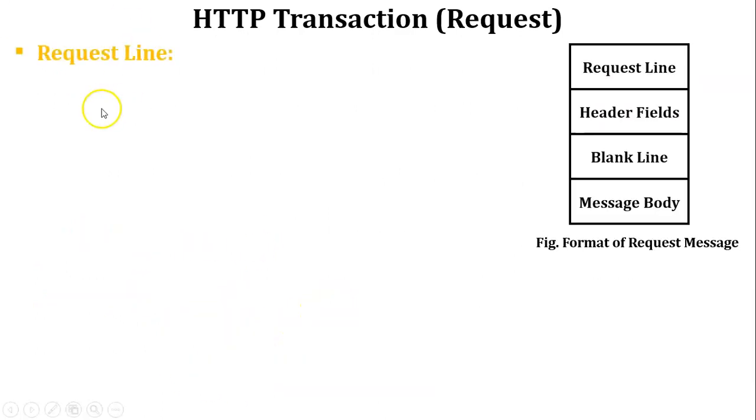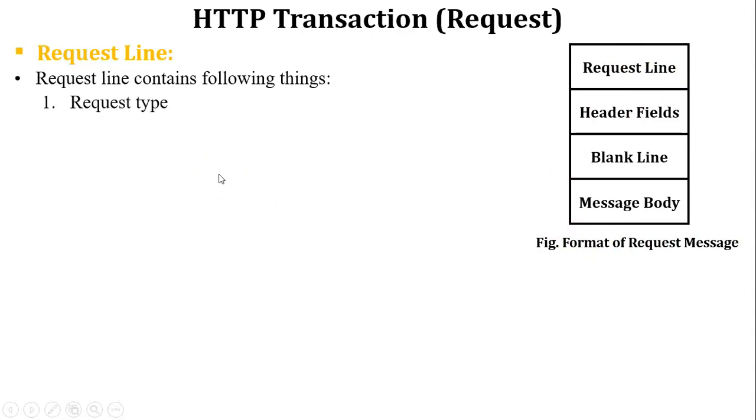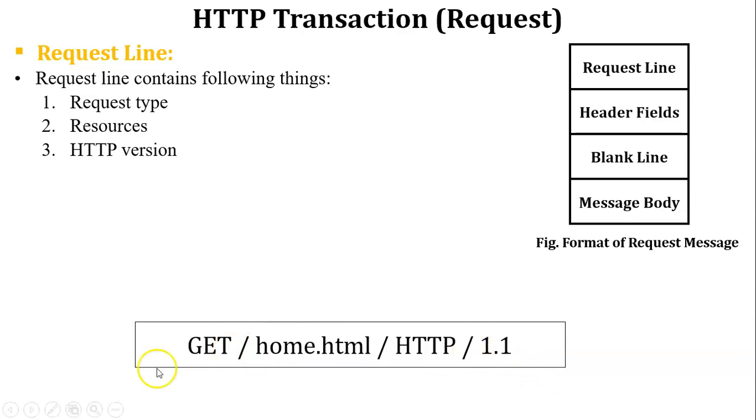Next, the request line. The request line is the first field of the request message format. The request line contains the following things. The first one is the request type, the second one is the resource, and the third one is the HTTP version. So let us take one example to understand the request line. So this is the example. The first one is GET, the HTTP request type. So this is the first component.